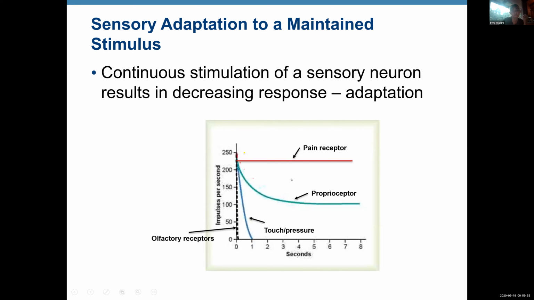Some receptors either never adapt, like pain receptors, because we don't want to be used to pain, or proprioceptors, that's receptors about the movement of your body parts and location of your body parts in space.